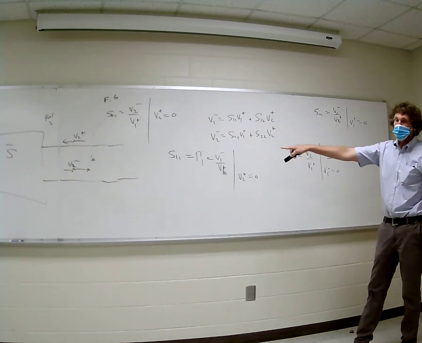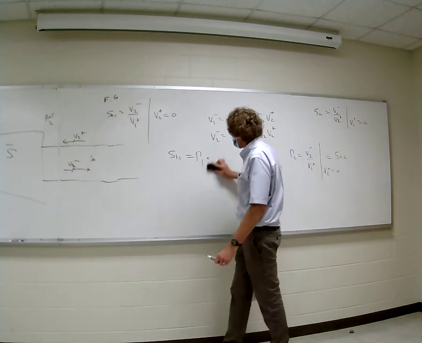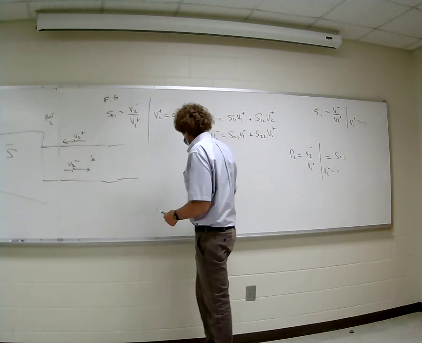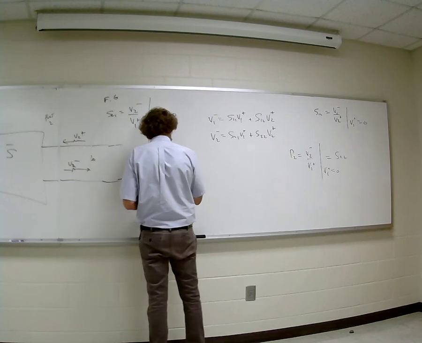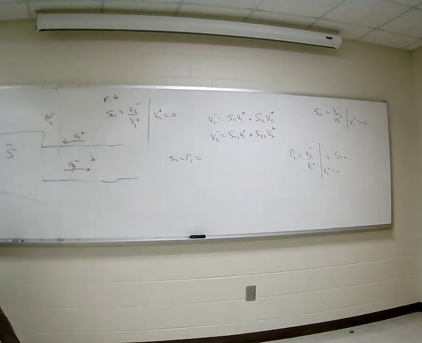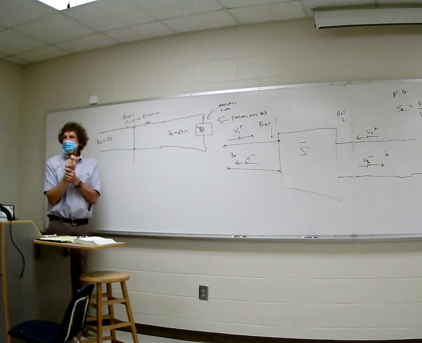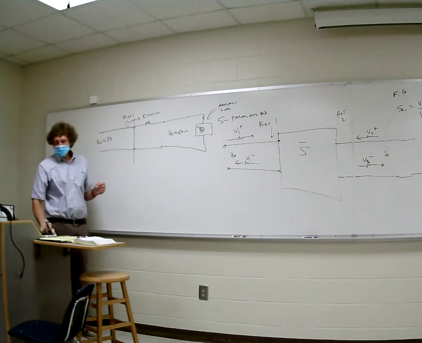All right, let's get S11. All right, I want the reflection coefficient at port 1, S11. Well, how do I get it? Here's port 1. I want you to just think about this. If this is a transmission line problem, and I'm looking for the reflection coefficient here, what do you always do when anybody talks about reflection coefficient?